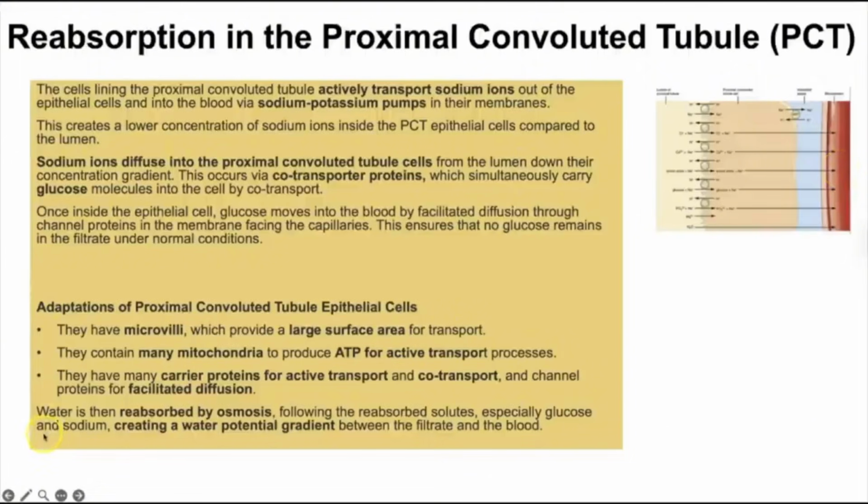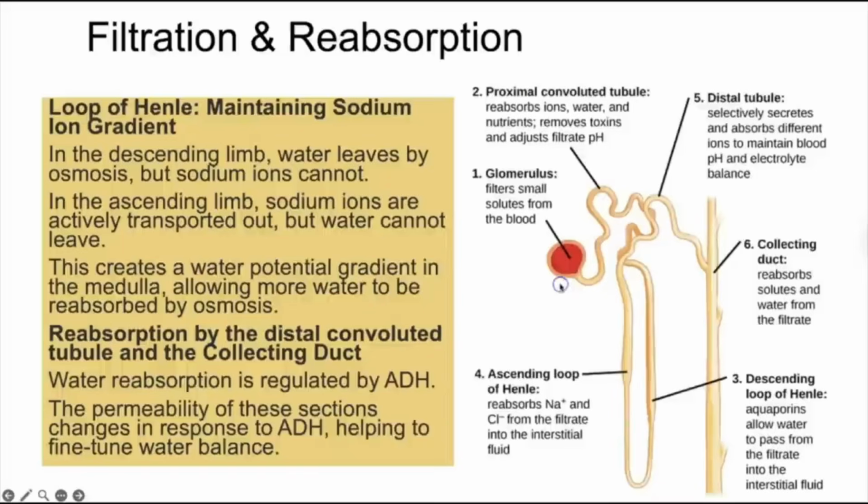So adaptations include these cells have microvilli, so these highly folded cell surface membranes, to increase the surface area for that transport. They also contain many mitochondria so that lots of ATP can be produced for this active transport. And then there'll also be lots of carrier proteins and co-transporter proteins embedded in the cell surface membranes for all of that transport. And then water is reabsorbed by osmosis because following the absorption of the solutes, that creates a water potential gradient, then water can move in by osmosis as well.